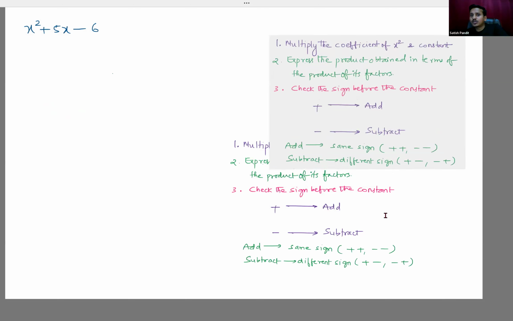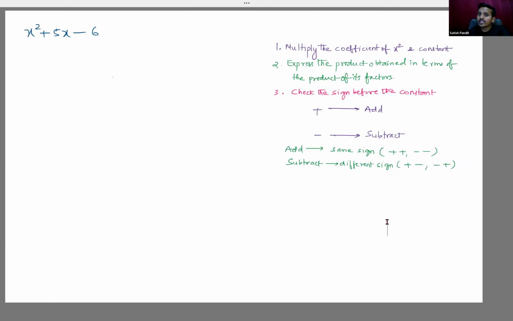First of all, we multiply the coefficient of x square and the constant. What will you get? See, while multiplying the constant, don't take the sign. Obviously, the constant is minus 6, but I'm not going to take the sign while multiplying. I'll ignore the sign. So coefficient of x square is 1. The constant is 6. Clear? So we get 1 into 6 is 6. Next, I'll express this as a product of factors. 1 into 6, 2 into 3, 3 into 2. I'll stop because there is a repetition.